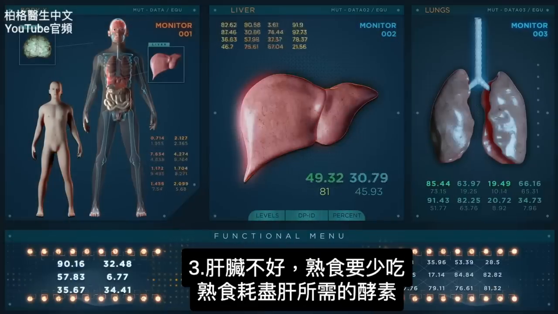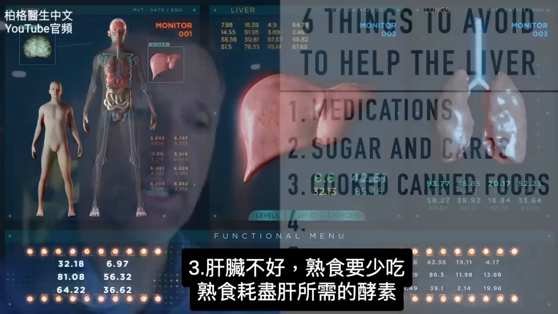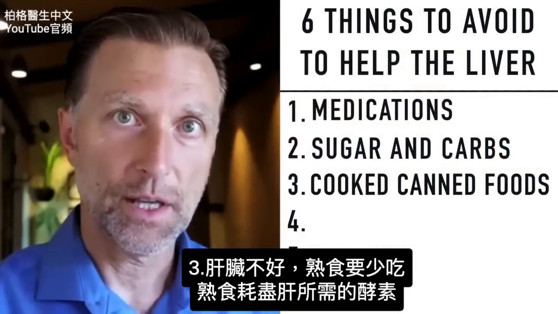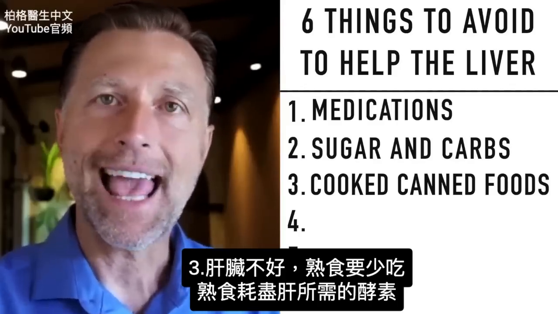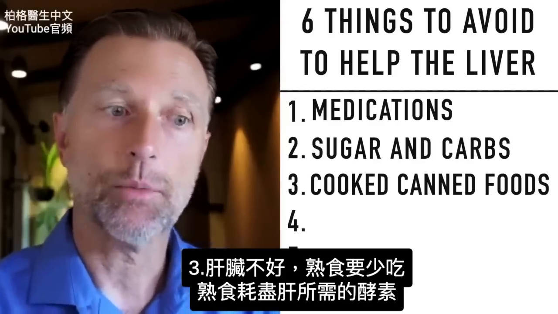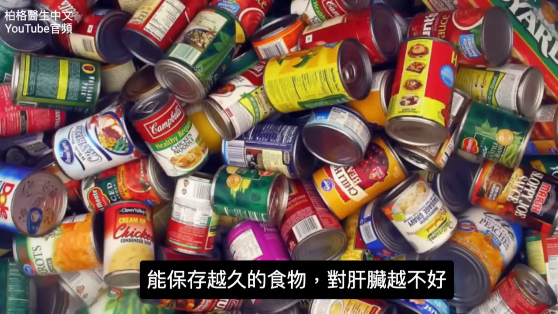All right, number 3, the worse off your liver is, the less you need to consume cooked foods. If you're eating all these cooked foods, you're basically killing off the enzymes that the liver needs to help with digestion. Foods that can sit on the shelf for a long time are really hard on the liver.